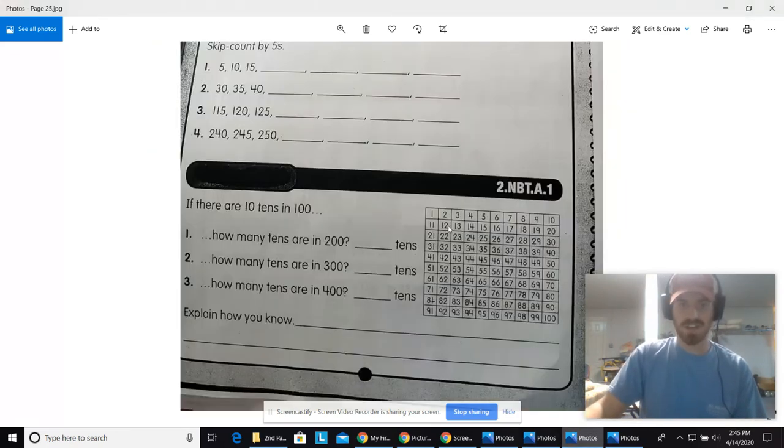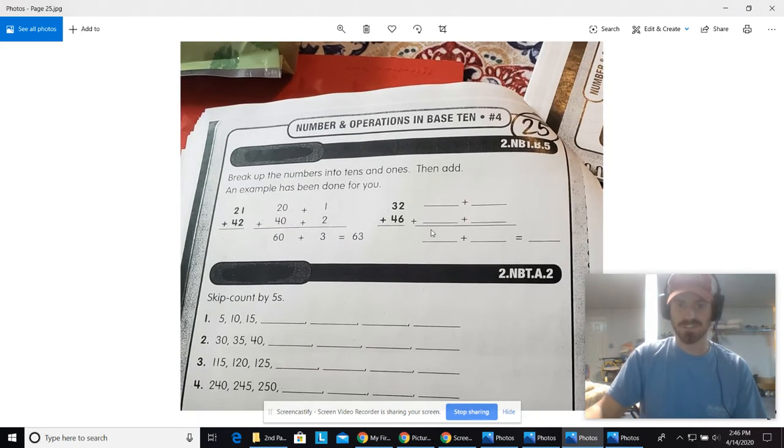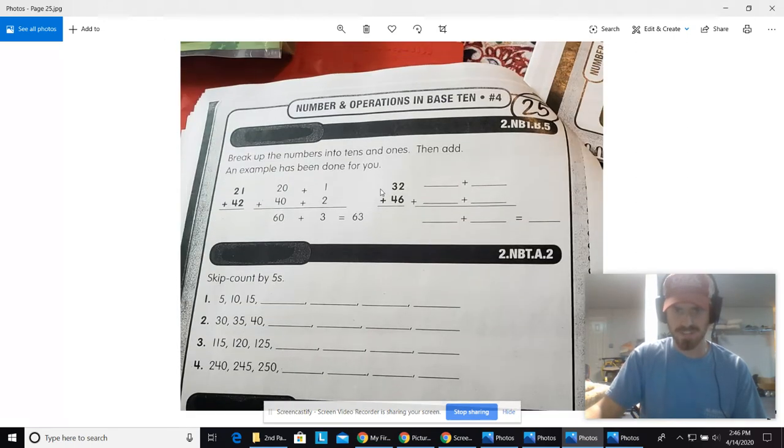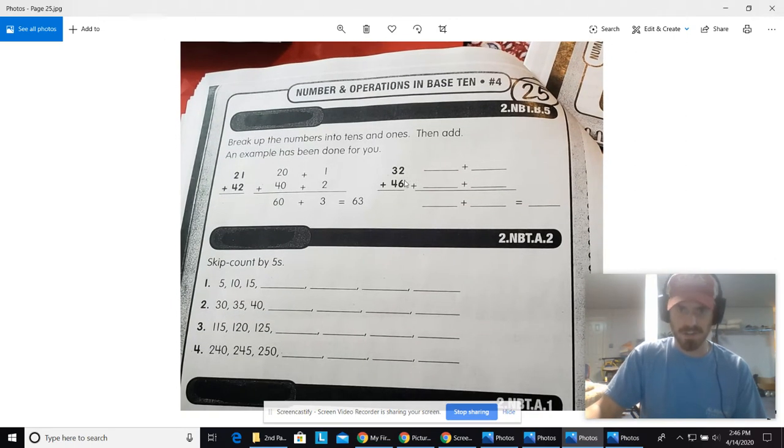Okay, now let's look back at 25. So this top part, we've seen this page in a previous video because I was explaining this problem down here, but it's the break apart method that was on a previous video that I made, and it's on the sheet of addition strategies in your packet. It just looks a little bit different.